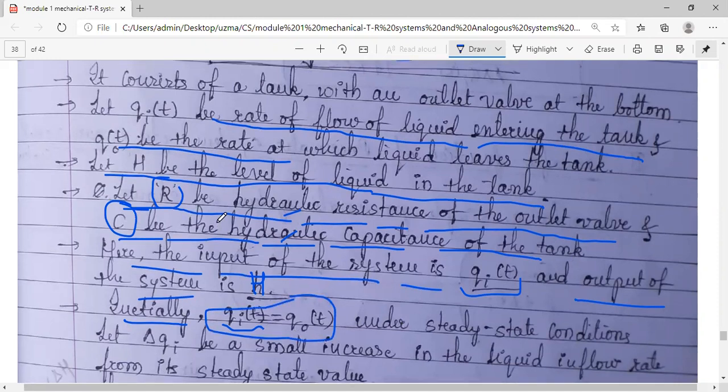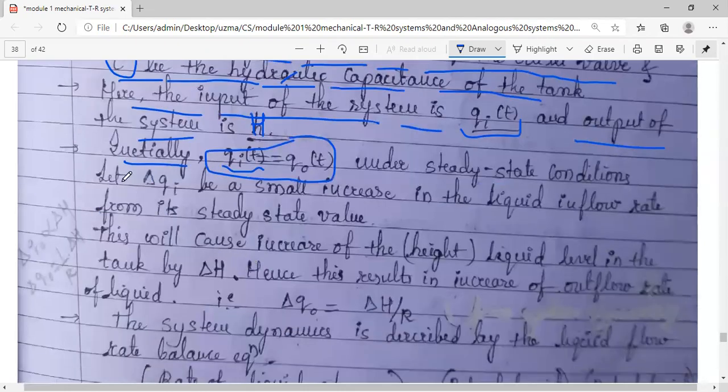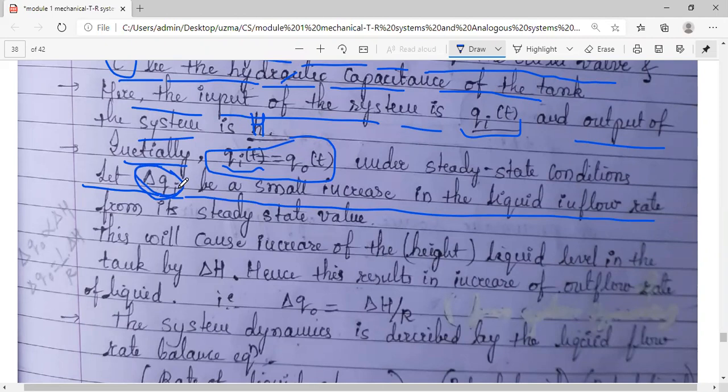Okay, so when you are going to observe the change in this height, when you change this, the flow has to be somewhat more or less; only then can you see an increase or decrease in the level. So what we will do, let delta Qi be a small increase in the liquid inflow rate. Delta Qi indicates a small increase in the liquid inflow rate. The rate at which liquid is entering into the tank, you are increasing this rate, and that is indicated by delta Qi.